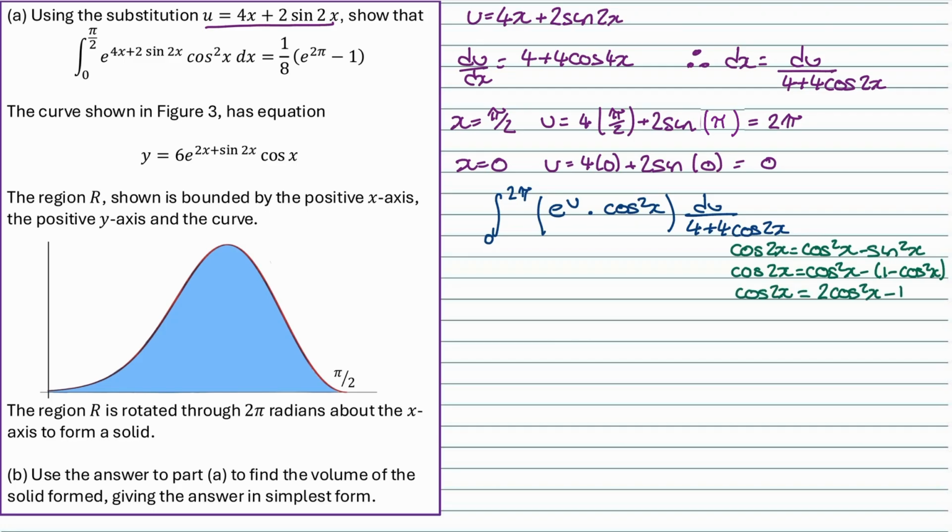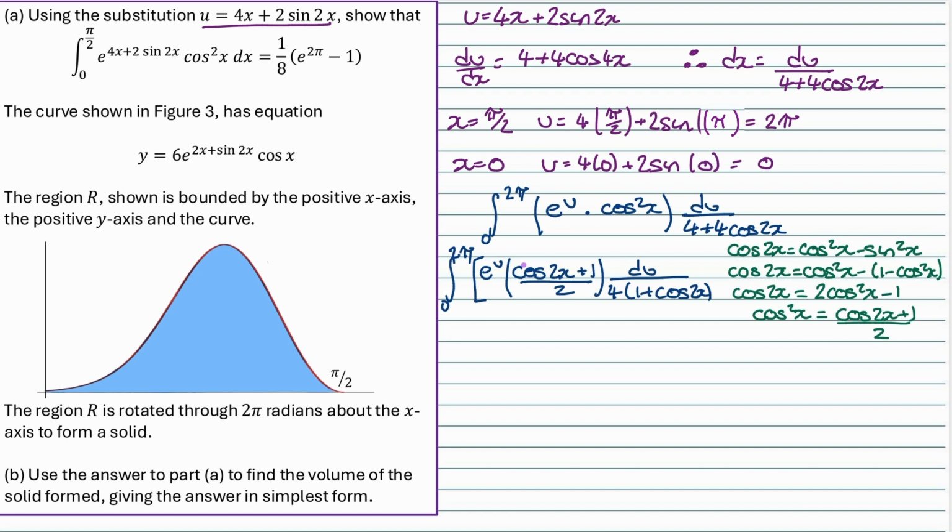So we get cos 2x is 2 cos squared x minus 1. Then we can move a negative 1 over to here, and we'll divide both sides by 2. So we get cos squared x is cos 2x plus 1 over 2. And then we can substitute this into here, remembering to factor out this 4. And then you can see that because cos 2x plus 1 here will cancel with this one, we can simplify this integral.